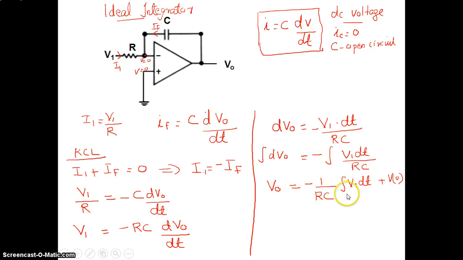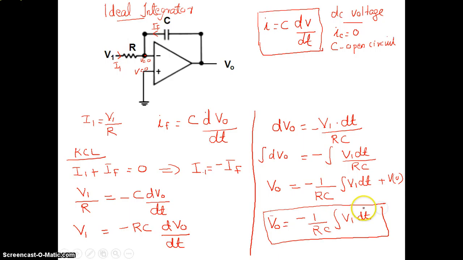It is a constant and integral of V1 dt. So, integration of your input signal V1 will be your output signal. That is the reason we are saying that this does an operation of integration. Finally, I will write the equation: V out is equal to minus 1 by RC integral V1 dt, under the condition that I am taking no initial voltage at the output. So, this will be the equation for an ideal integrator.